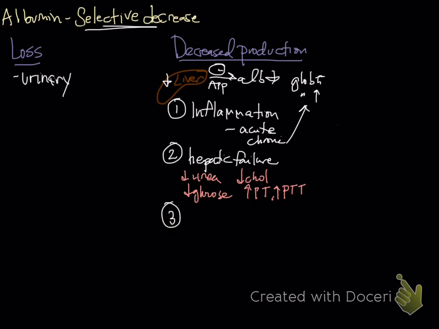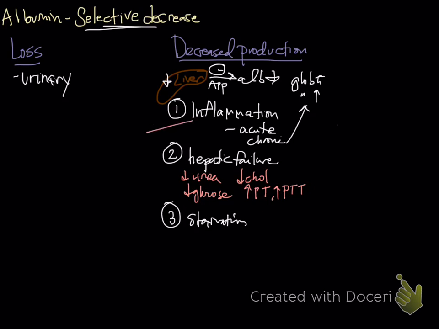The last one are going to be things like starvation, anywhere you have decreased substrate. So look at the body condition score, evaluate your patient. So now we're going to talk a little bit about urinary loss of albumin. In terms of identifying decreased production, let me just say this quickly.